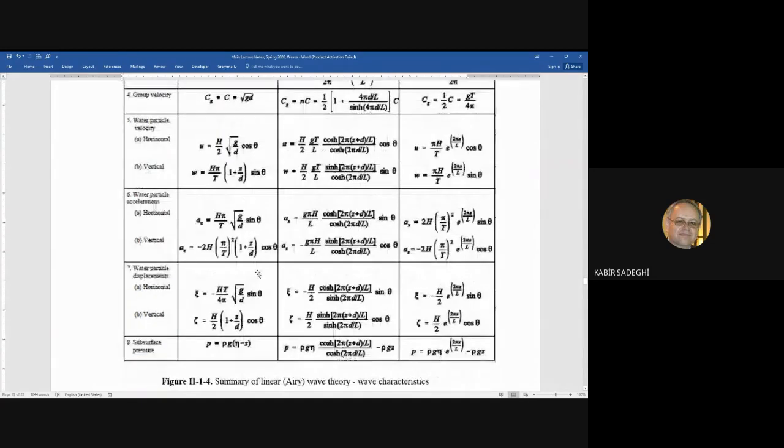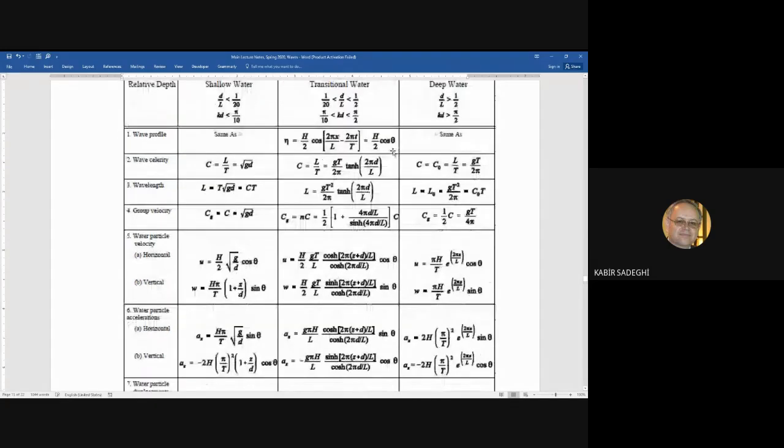Water particle velocity, horizontal and vertical, U and W, or X direction or Z direction. They have given here cosine theta. Pay attention, we have here some cosine theta, where theta is 2 pi x over L minus 2 pi t over T. Then we have another cosine.